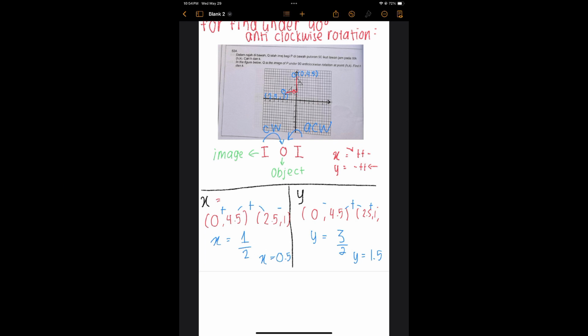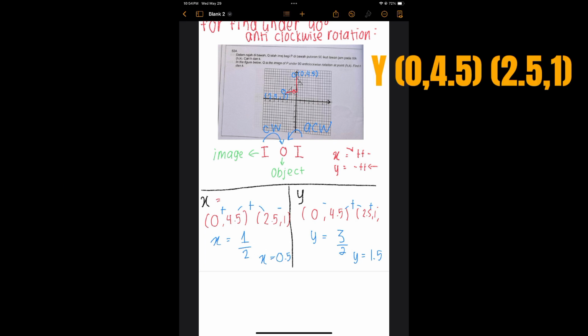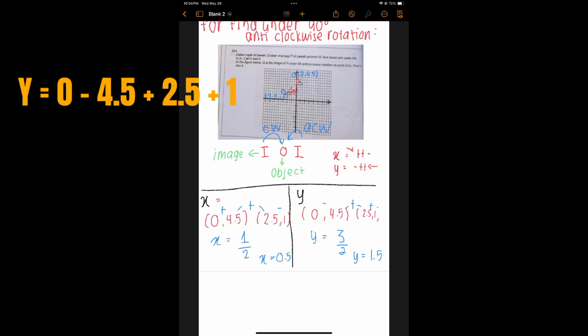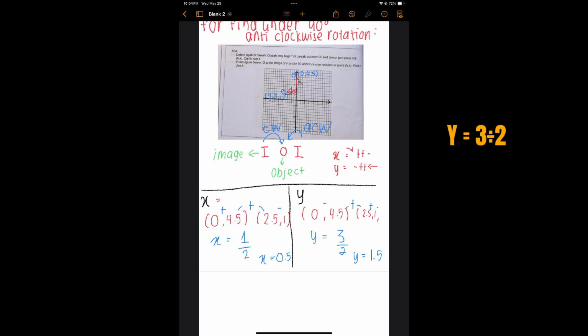Then we find y. Write down the coordinate and use the symbol minus plus plus. And 0 minus 4.5 and 2.5 plus 1. Then we add and y equals 3.